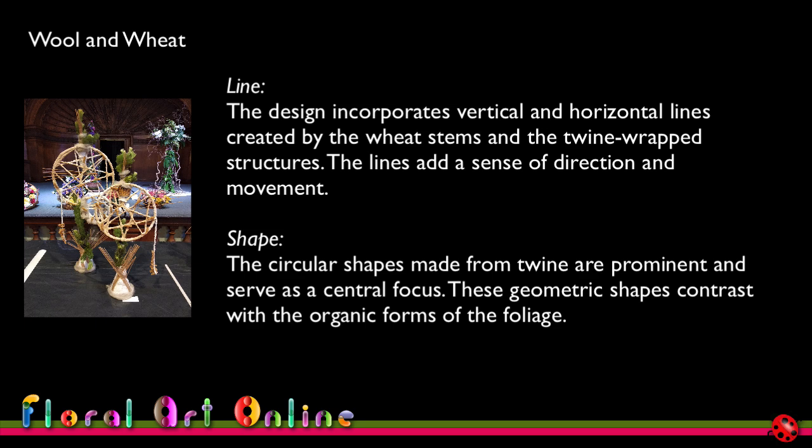The circular shapes made from twine are prominent and serve as a central focus. These geometric shapes contrast with the organic forms in the foliage.